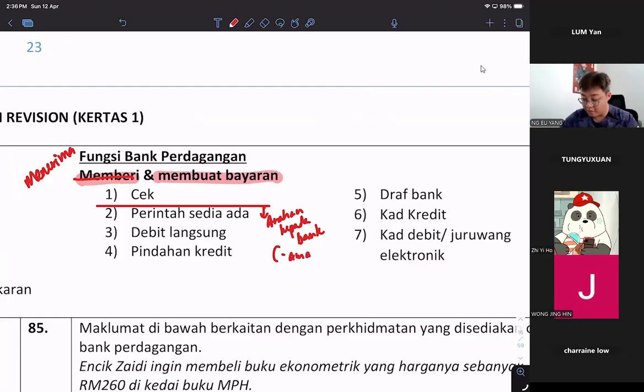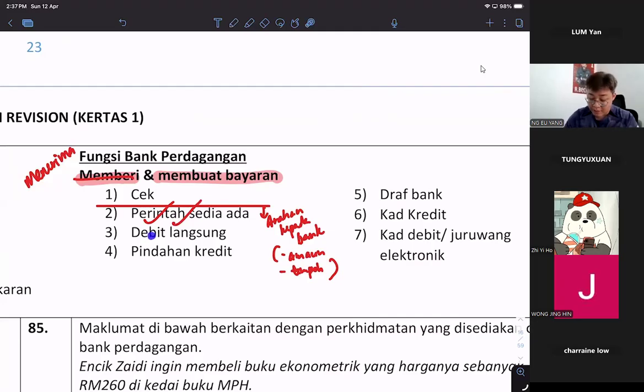Arahan kepada bank, focus on amount bayaran, just amount. So the next one is the tempo masa. So I'm just using tempo. So when the amount is the same for every month, and then every month is going to become the same date, this is arahan perintah sedia ada.